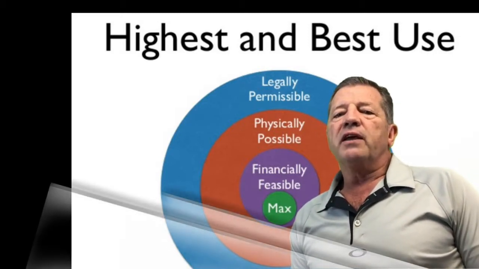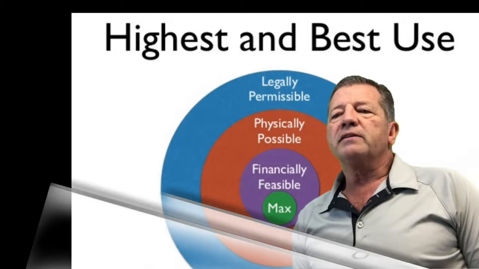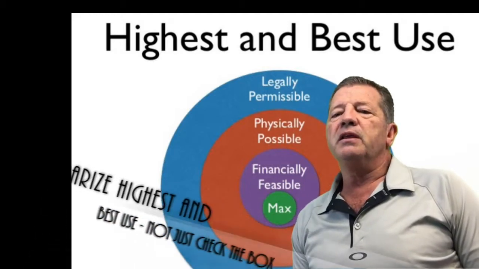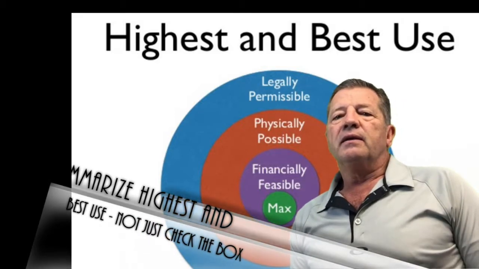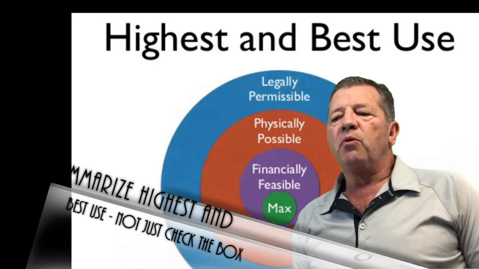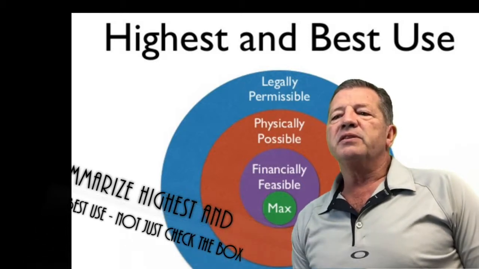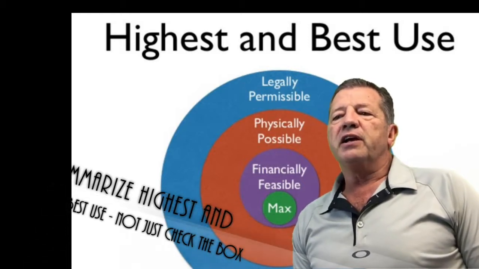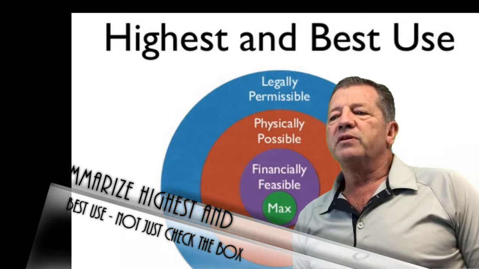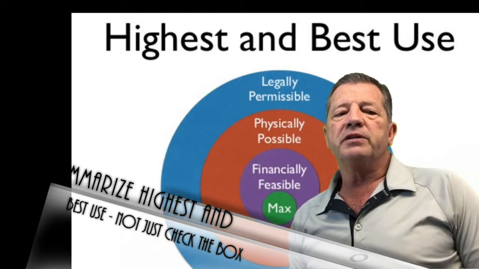The Uniform Standards for Professional Appraisal Practice indicate that when the purpose of the appraisal is to develop an opinion of market value, the highest and best use must be summarized in an appraisal report. Oftentimes, the appraiser has checked the box but has failed to provide the additional summarization of that highest and best use.